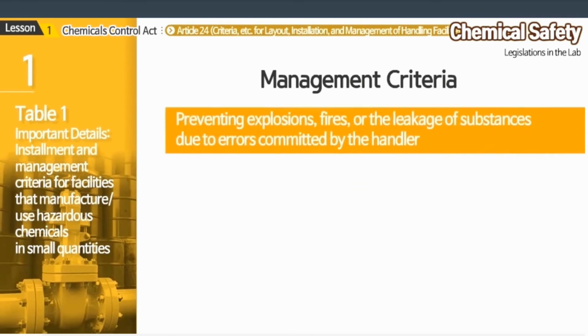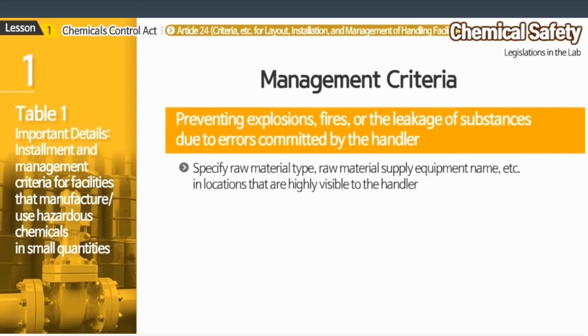Also, to prevent explosions, fires, or the leakage of substances due to errors committed by personnel supplying raw materials to a facility that handles hazardous chemicals, the raw material type, name of the raw material supply equipment, etc., must be specified in locations that are highly visible to the handler of those materials.